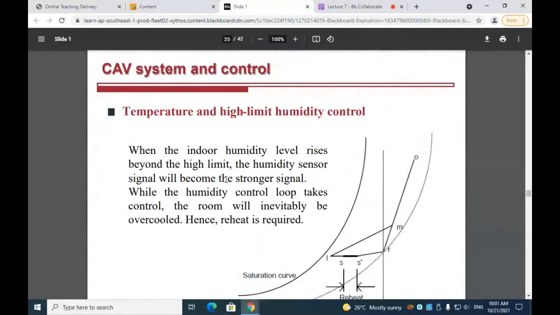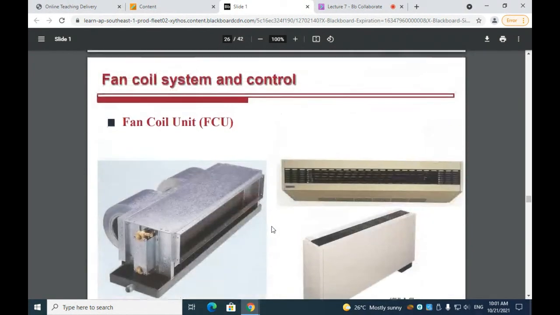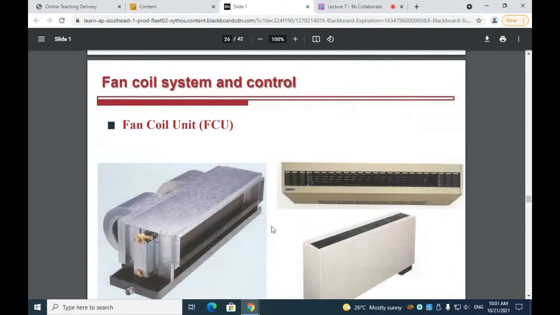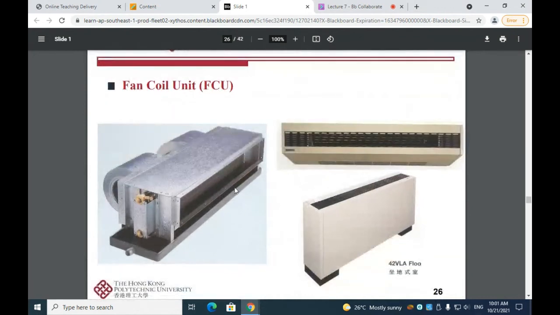Okay, so the previous slides are on the CAV system illustration and CAV system control strategies. So we have introduced several control strategies of the CAV system. And now we will be moving on to the fan coil system. So this is how the fan coil system looks like, and it's very prevalently used in office buildings.